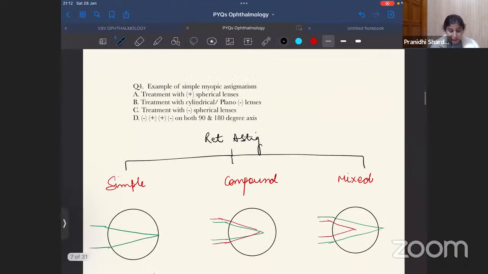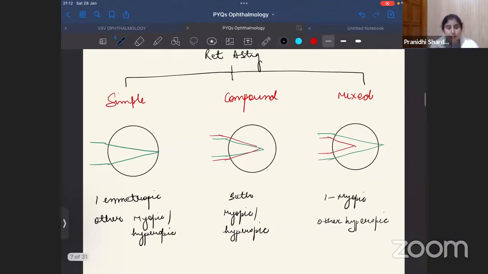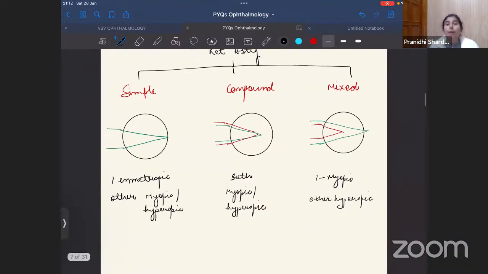Now the next question is example of simple myopic astigmatism. This is the diagram I have made about the simple, compound, and mixed. There are three types of astigmatism retinoscopically: simple, compound, and mixed. How to remember: in astigmatism, what is happening? There are different powers in the different meridians. So in simple, one axis is emmetropic, and the other can be either myopic or hyperopic.